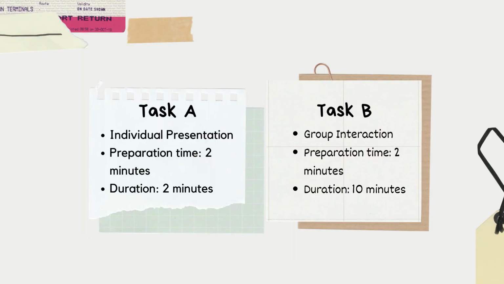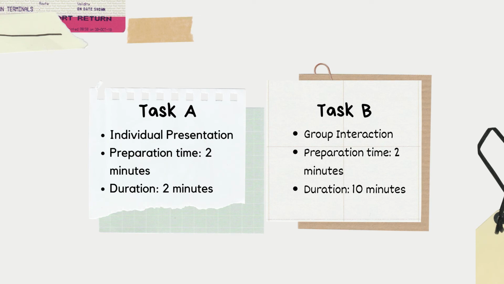Alright, now let's look at the tasks that we're going to face. We have Task A and we have Task B. Task A is your individual presentation. The preparation time for Task A is 2 minutes, and the presentation is also 2 minutes. During this time, yes, you'll be in groups, but you'll be given the time to present individually.